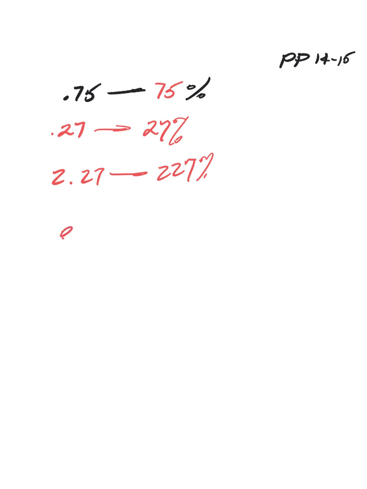So again, if we have 83%, the decimal is assumed to be right here. In order to change 83% to a decimal, we're going to go in the other direction. So to change a decimal to a percent, we move the decimal 2 over to the right. To move it from a percent to a decimal, we move it to the left.